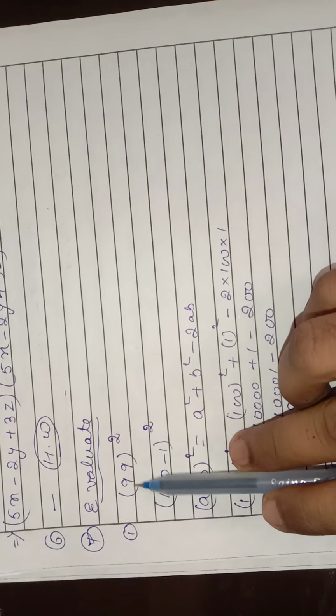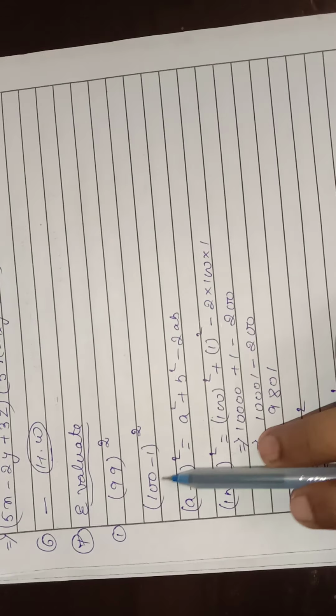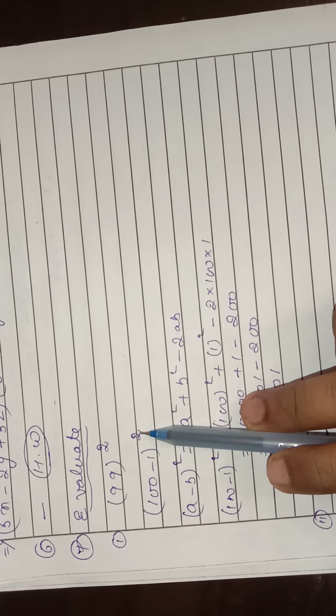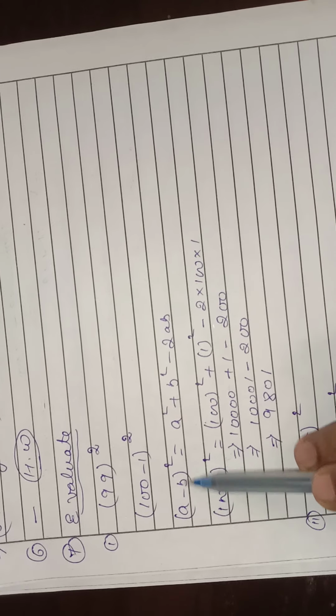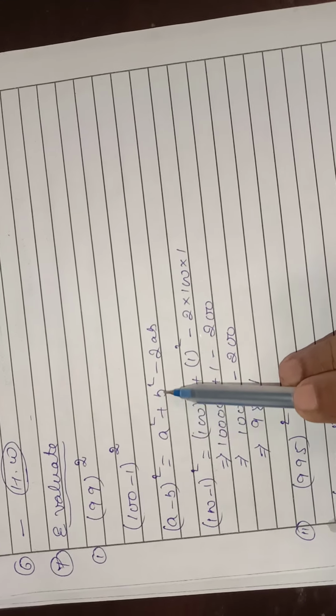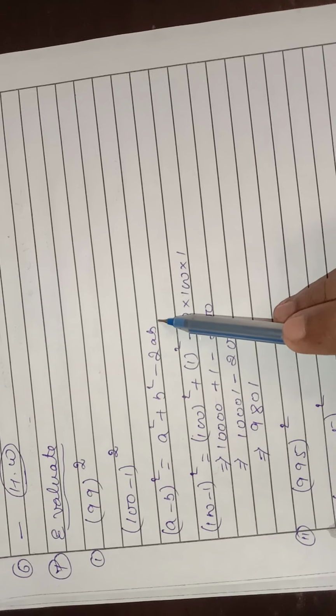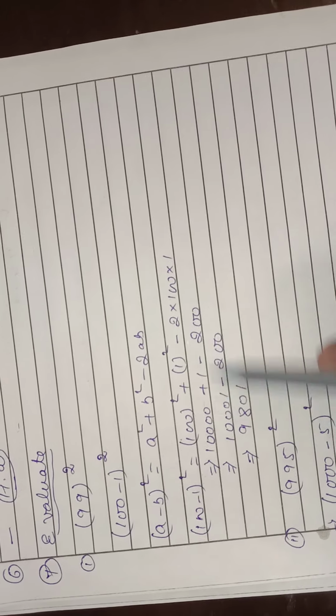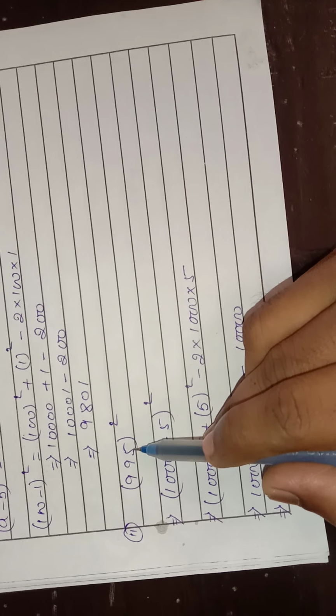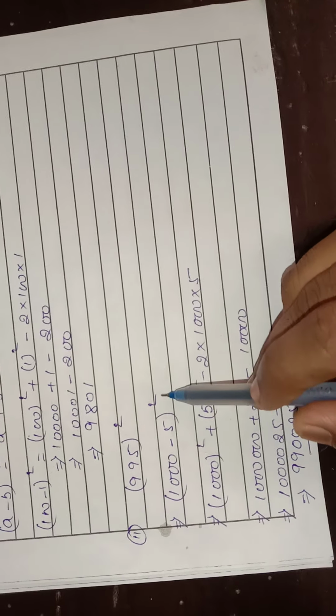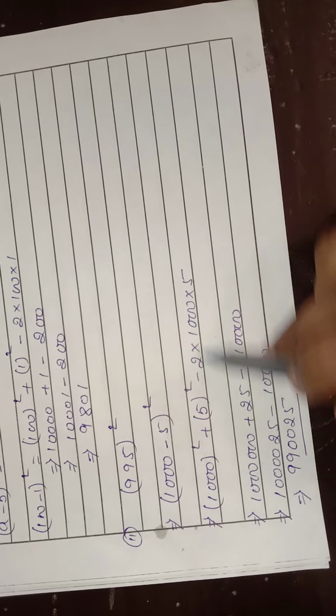Question 7: (99)². So we can write (100 − 1)². Here we have to apply this formula: (a − b)² = a² + b² − 2ab. 100 plus 2, whatever numbers are written, you may easily get it. If (995)², then (1000 − 5)². Try to find it out.